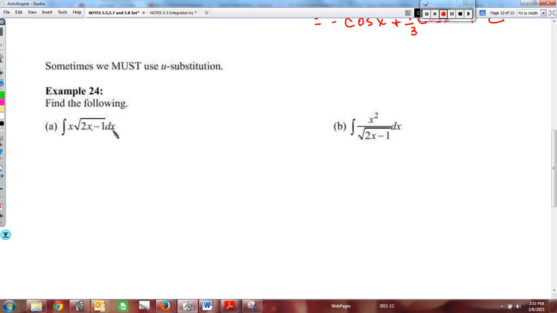Now let's take a look at this example. The problem you have here is you might be tempted to try to head toward an inverse trig, but that's not the difference of perfect squares.